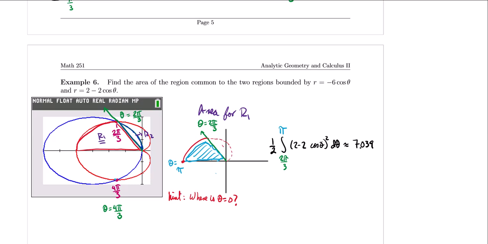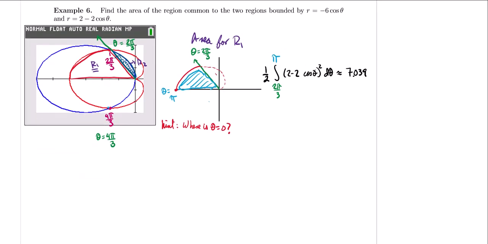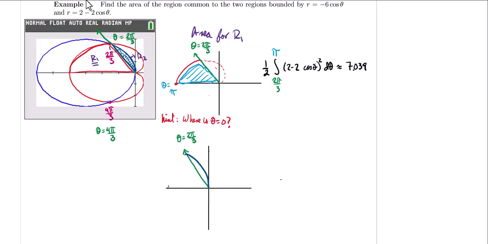Now, is this the only region of interest? No, because we also had R2. What was special about R2 was that the area for R2 does not involve the cardioid at all. This one here is the region that is trapped by the circle. So I'm going to make a separate sketch here for R2. And there we go. Here we have our R2 region.